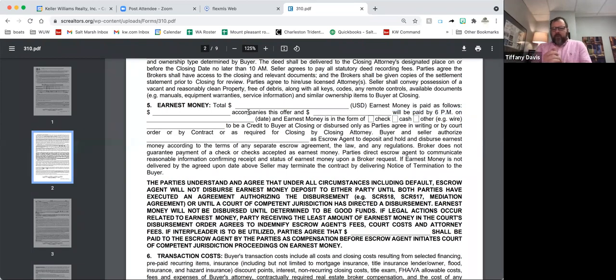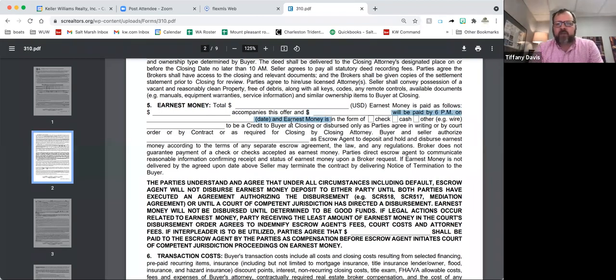So if they've not presented that with the offer, then I would select the second one, that it will be paid by 6 p.m. on blank date. And this really shouldn't be much longer than the next day. If I'm the listing agent, I don't want it much longer than the next day. Unless you actually have the money that has been accompanied, you know it's been turned into the escrow agent, I would not, so I'd have 0 in this blank where it says accompanies the offer, and then I'd put the total amount on the second blank by a certain date.